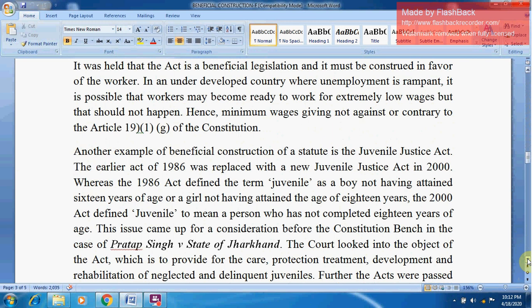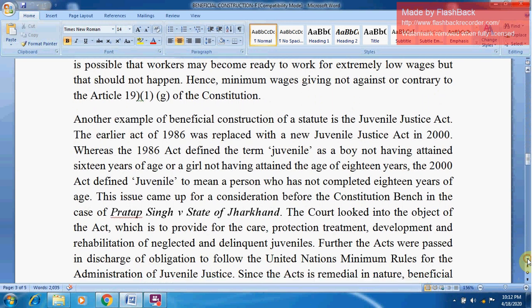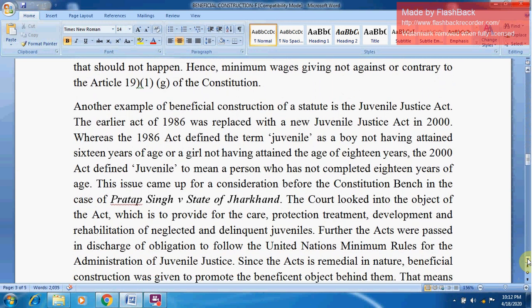Another example of the beneficial construction of a statute is the Juvenile Justice Act. The earlier Act of 1986 was replaced with a new Juvenile Act in 2000. Whereas the 1986 Act defined the term juvenile as a boy not having attained 16 years of age or a girl not having attained the age of 18 years, the new Act, that is the Juvenile Justice Act 2000, defined juvenile to mean a person who has not completed 18 years of age, irrespective of whether a boy or a girl.